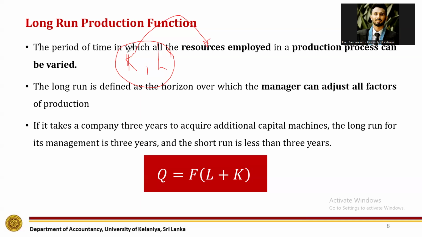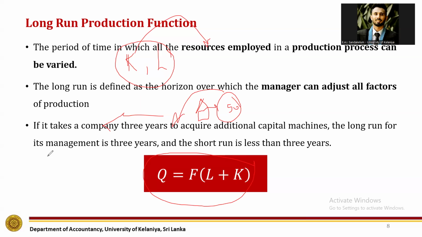Everything you can adjust. As an example, if you purchase an additional building for the company after 50 years, after the 50 you engage with the long run. Before the 50, you are in the short run. As a function, you can write down the normal production function. The reason is there is no constant term. You can change everything. So this is the short run and the long run.